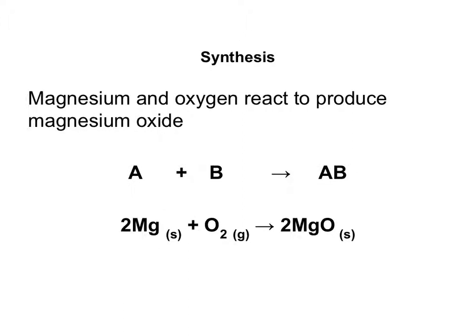Here's another example. In this case, A and B are both elements. A would be magnesium, B would be oxygen, and those two combine to form the single compound magnesium oxide. So that's another example where A and B are elements, and the last one we had A and B both compounds. Or you could have one element and one compound. But in both cases, the product is a single compound.